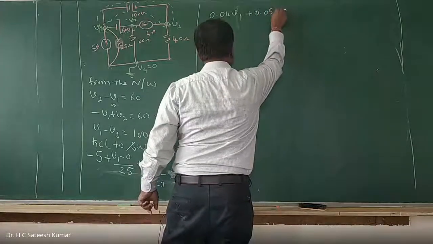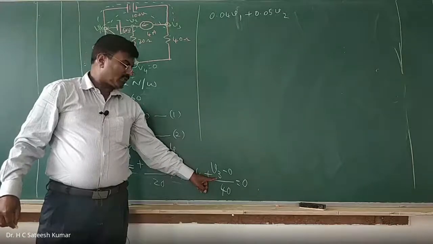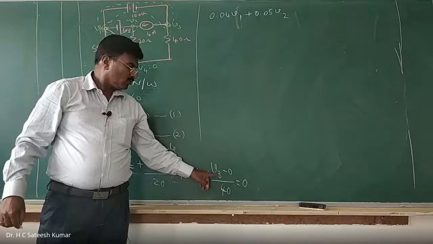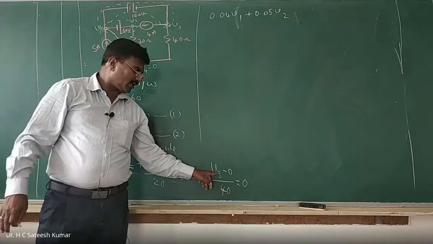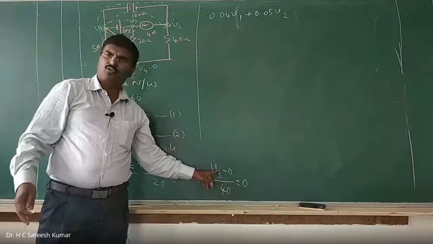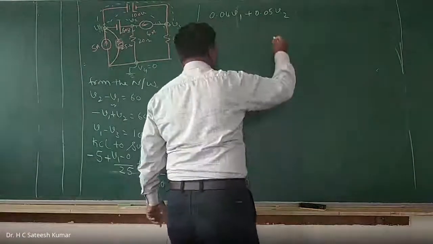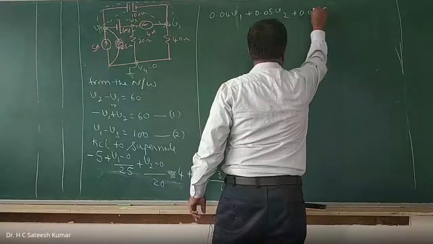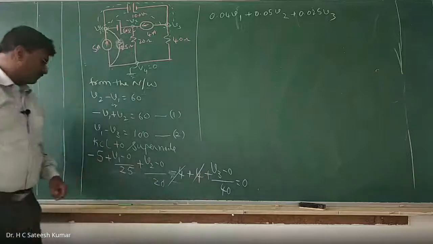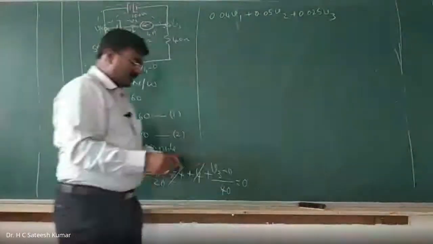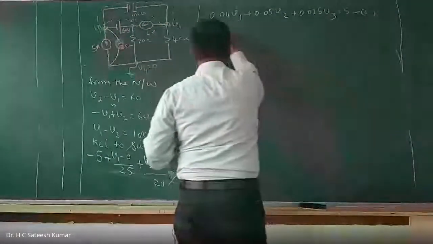What about V3? How to calculate? Remember this one. Instead of using a calculator, 1 by 4 is 0.25, 1 by 40 is 0.025. You know that: 1 by 4 is a quarter, just 0.25, and 1 by 40 is 0.025. That's how we should remember. You can use a calculator, no problem. So 0.025 V3. And this minus 4 plus 4 gets cancelled. Then minus 5 will transfer to the right hand side, so you will get it as equal to 5. Now you write the process of equation number 3. Write down the matrix.